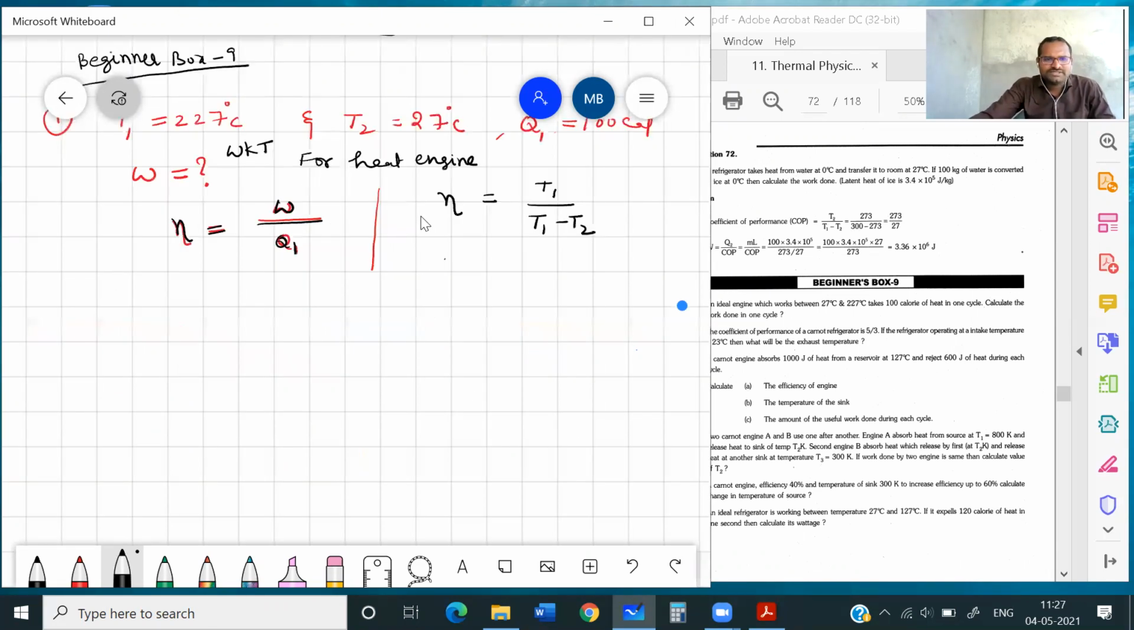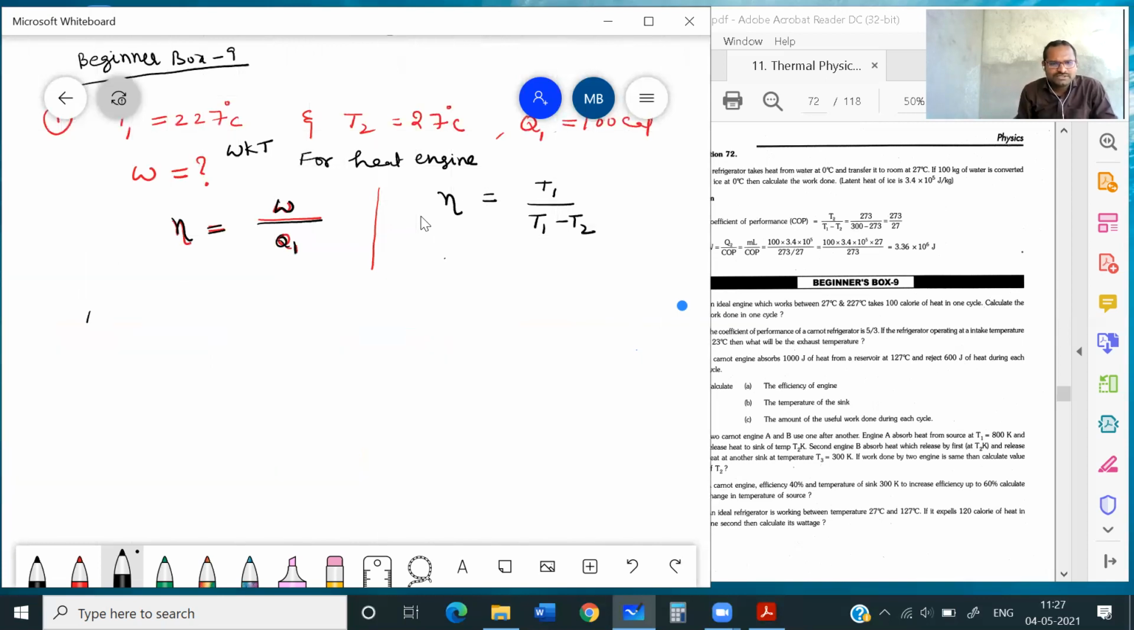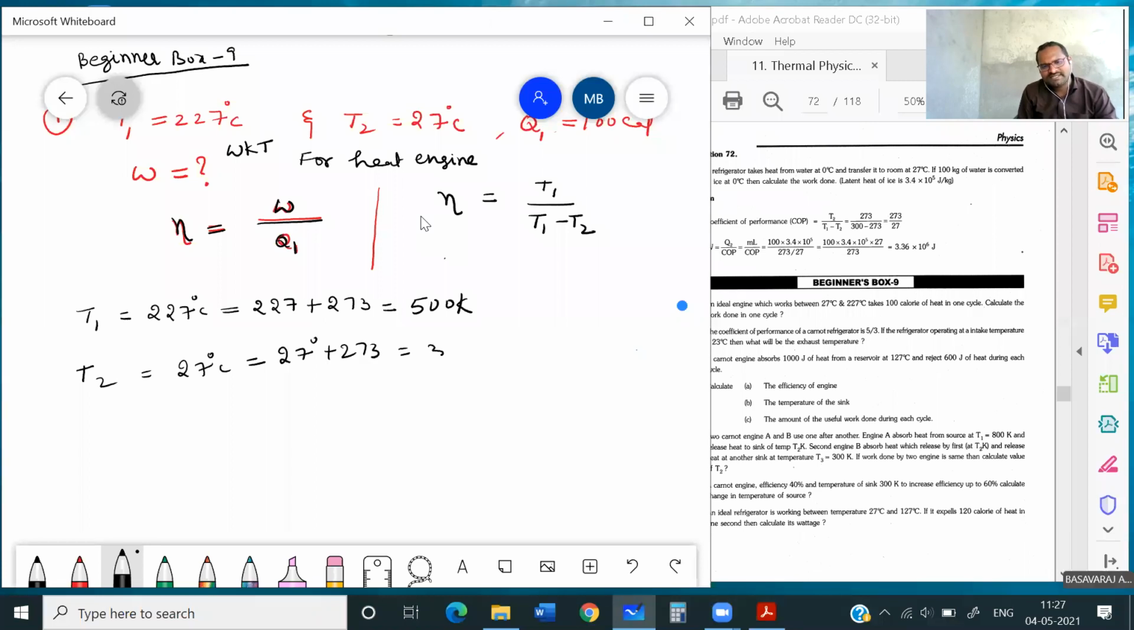Do that first. T1 value how much? T1 is 227 degrees centigrade. That is nothing but 227 degrees plus 273 degrees. Total how much? 227 plus 273 is 500 Kelvin. Then what is T2? T2 is 27 degrees centigrade. That is nothing but 27 degrees plus 273 Kelvin. Total 300. Correct?